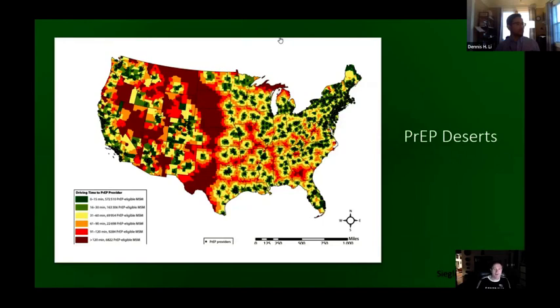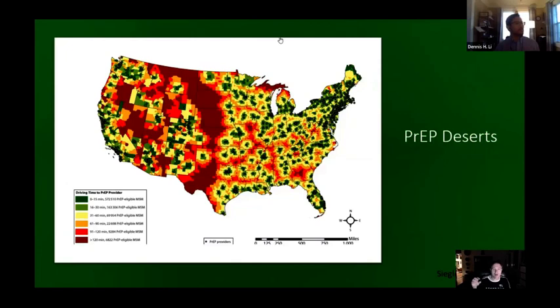PrEP deserts are areas where people would have to drive more than an hour and a half to reach the nearest PrEP provider. And these are maps developed by Aaron Siegler that use our Emory PrEP locator database of all PrEP providers and then calculate the driving distance between the centroid of each county and the closest PrEP providers. And what that translates to in the South is these areas of rust and red and orange, where men are over an hour's commute, and in some cases over 2 hours commute from the nearest PrEP provider.